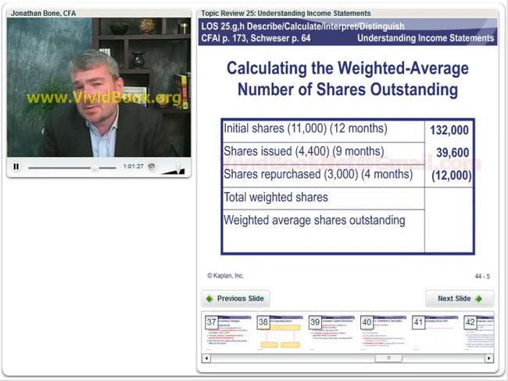Again, notice we're assuming a 31st of December year end in our examples here. And I would say take that into the exam: assume, unless the examiner tells you otherwise, that you're looking at companies with 31st of December year ends.